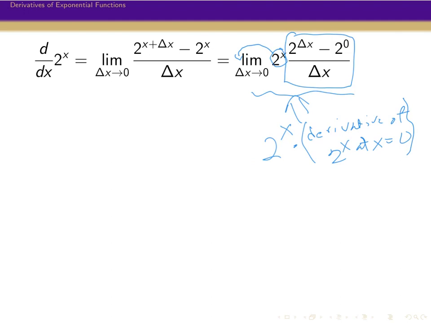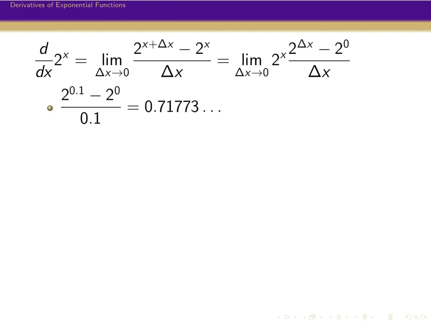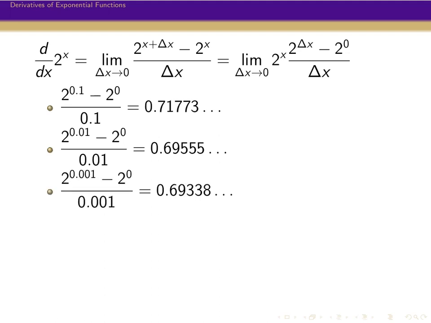So let's try and just look, computationally, at what that limit's going to be. Let's try and estimate the limit. Okay, so if I plug in 0.1, that's pretty close to 0. Well, you get 0.717. If you get a little bit closer to 0, it goes under 0.7, still 0.69555. Get even smaller, a little bit smaller, 0.69338.